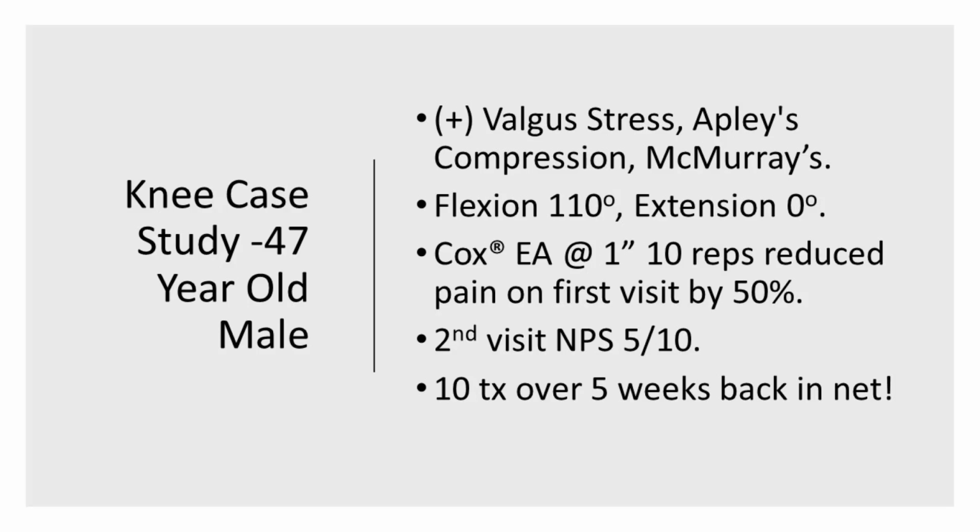Flexion he could only attain was 110 degrees. Extension was no problem except with weight bearing. We did Cox extremity adjusting at 1 inch, 10 repetitions. The first visit he walked out with 50% improvement. Second visit he came in, he said he was a 5 out of 10. After 10 treatments over 5 weeks, he was back in net, no complaints, no pain.